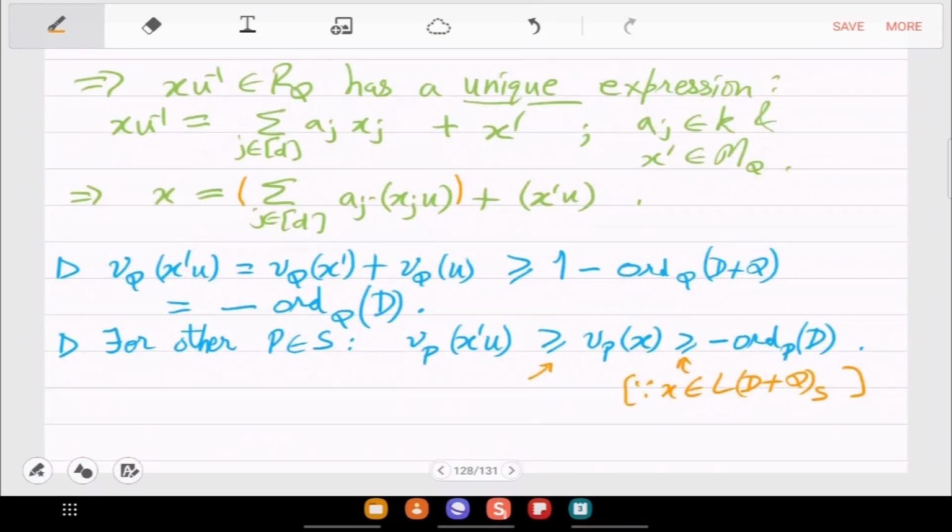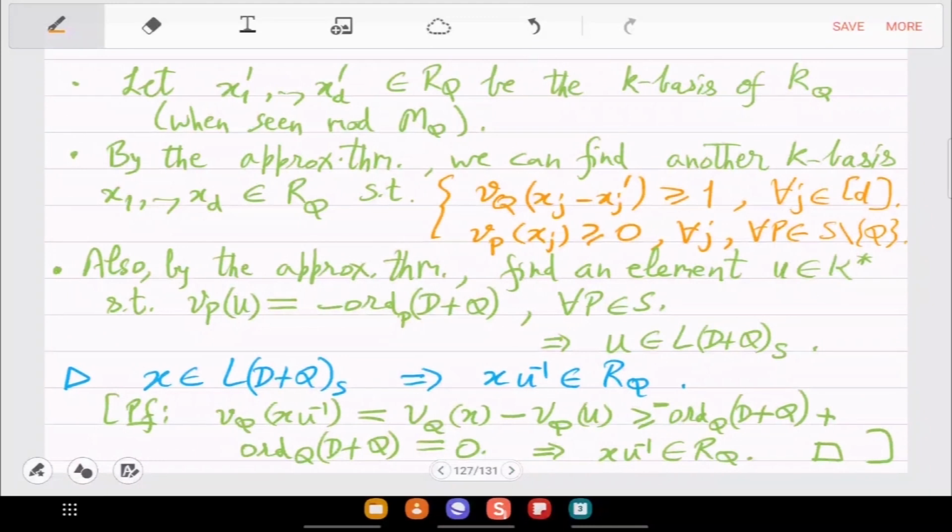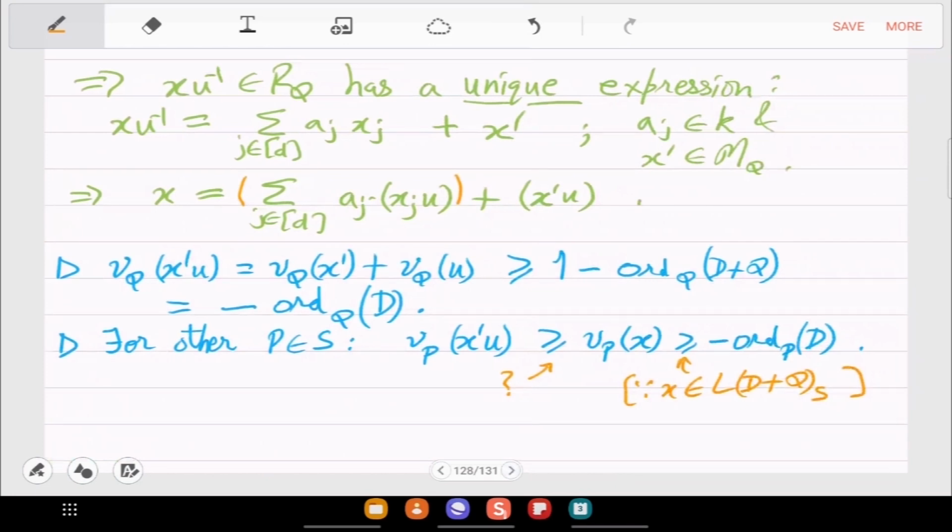Maybe Deeptujit will tell this afterwards. Let me move forward, and this will fill in the detail, because right now I can't immediately think about it. If you reduce this, V_P u equals minus the order of p plus q, and plugging into that equation the a_j x_j times u. Since a_j is a unit, that contributes 0, and x_j u has valuation of x_j, which I know to be positive, and the valuation of u.